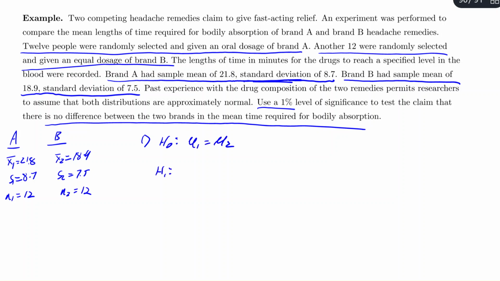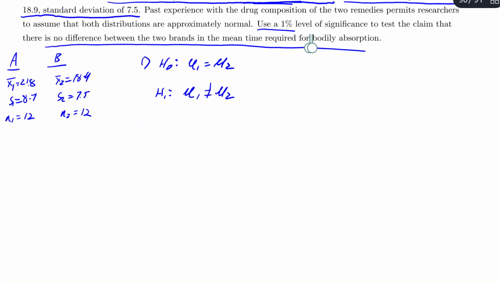Alternative, they want to see: is there no difference, or are they different? So, mu1 not equal to mu2. Okay. So then for test statistic, you write it right here.